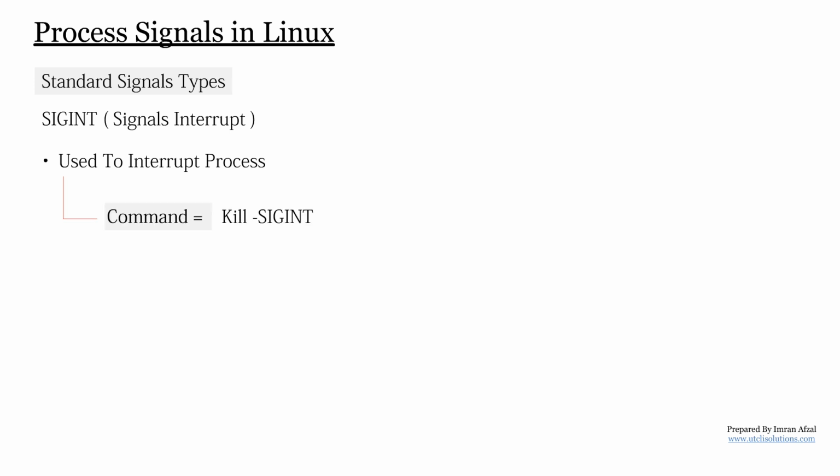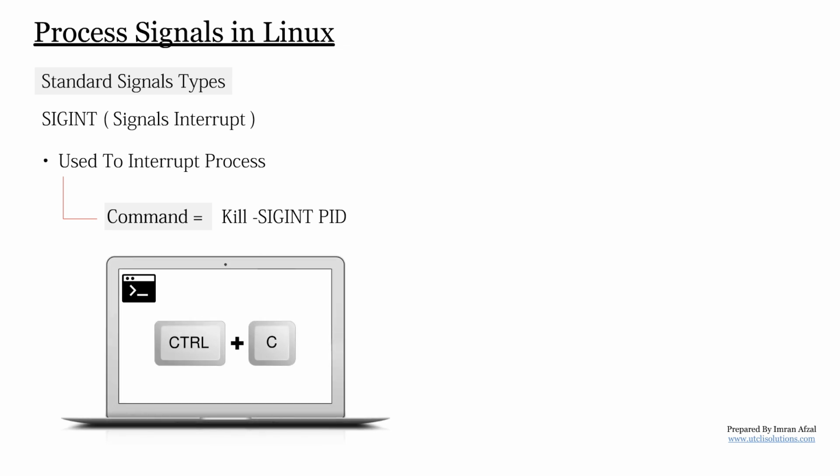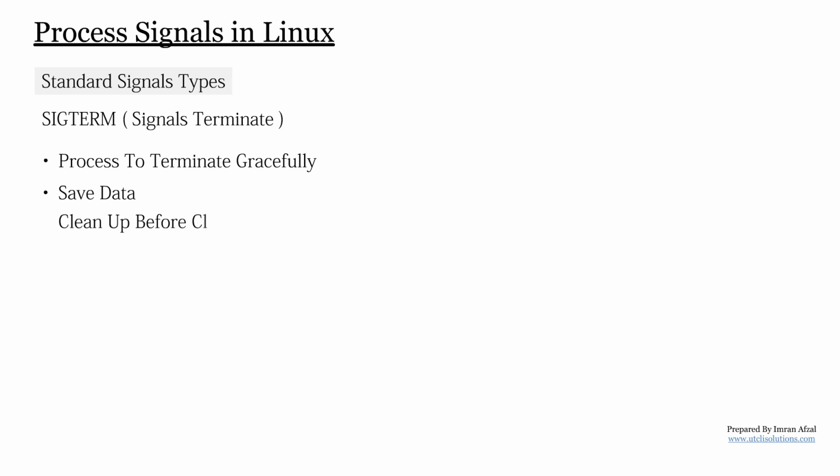The first one is SIGINT, which is used to interrupt a process, usually when the user wants to stop it. In Linux, the command kill -SIGINT with the process ID of the process you want to terminate is used. Or you can press Control C in the terminal to send the signal. The second signal is SIGTERM that requests a process to terminate gracefully, giving it time to save data and clean up before closing. The command kill -SIGTERM is used to send this signal.